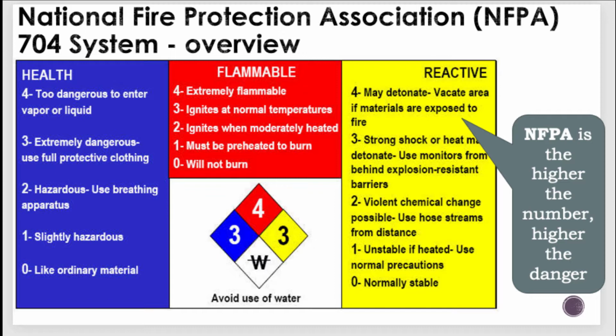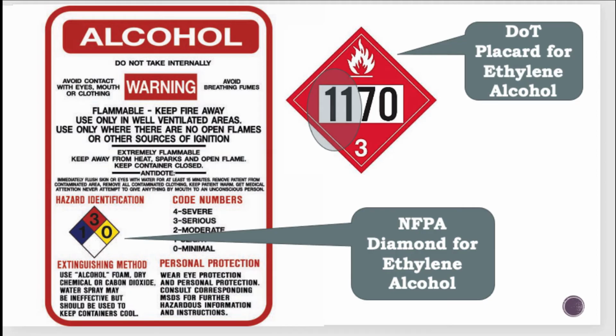And that's not the highest hazard. The highest hazard is extremely flammable. But it's really this yellow category we have to look at, because reactivity just makes everything else a little bit more spicy. It could cause your flammable liquid to detonate, or detonate because of a strong shock. And it could be unstable if heated, or zero would of course be normally stable. So again, the higher the number, the higher the danger, which is opposite of the global harmonization system.